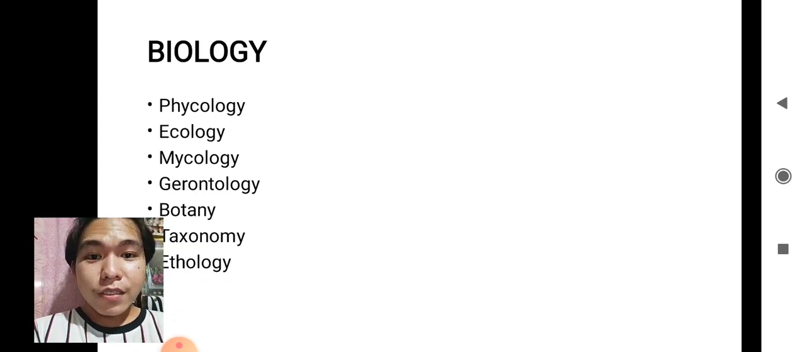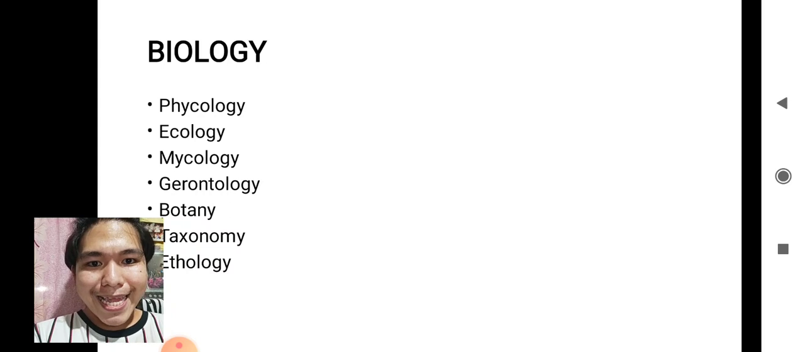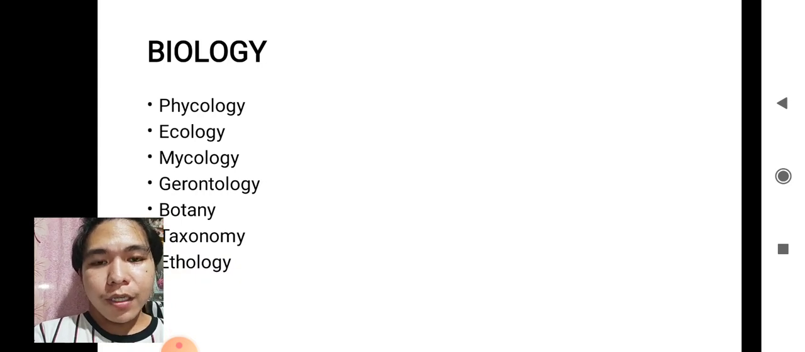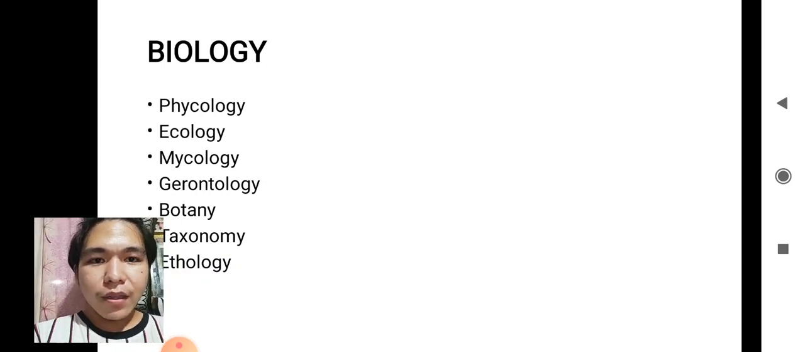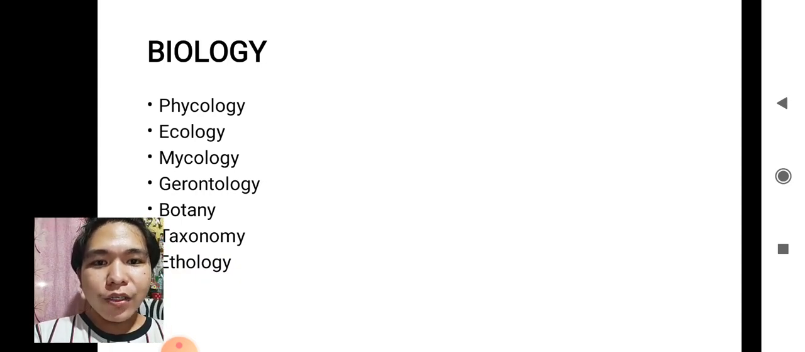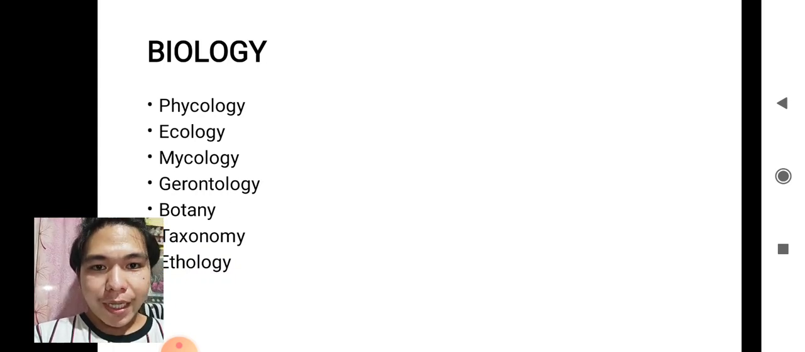So, let's start with phycology. Phycology, it is the study of what? Algae. Lumot, para mas dali. Ecology, the study of what? Ecosystem, interaction of living and non-living things. Mycology is the study of what? Fungi. Some examples of fungi: mushroom. Next, gerontology, study of ages, edad.